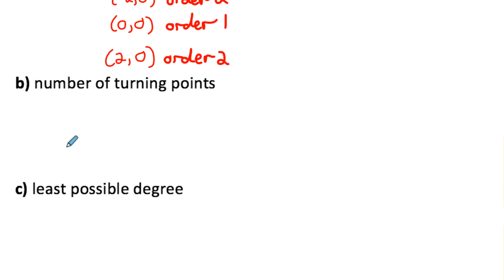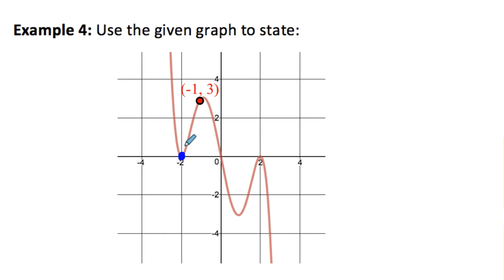How many turning points does this function have? So I count 1, 2, 3, 4 turning points. 4 places where the function switches from increasing to decreasing or vice versa.